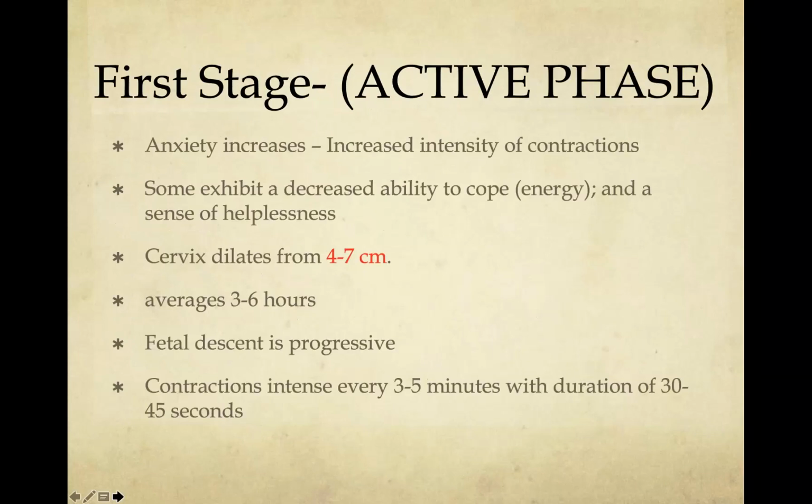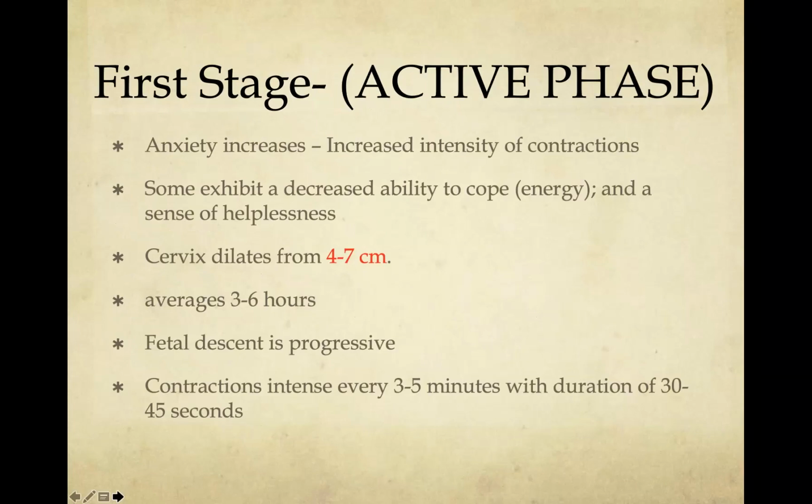The next one is your active phase. Her anxiety is going to start increasing. She's going to go from 4 to 7 centimeters dilated, and it's going to last about 3 to 6 hours. Her descent is progressive. And these contractions are going to start getting more intense, about every 3 to 5 minutes, lasting about 30 to 45 seconds.